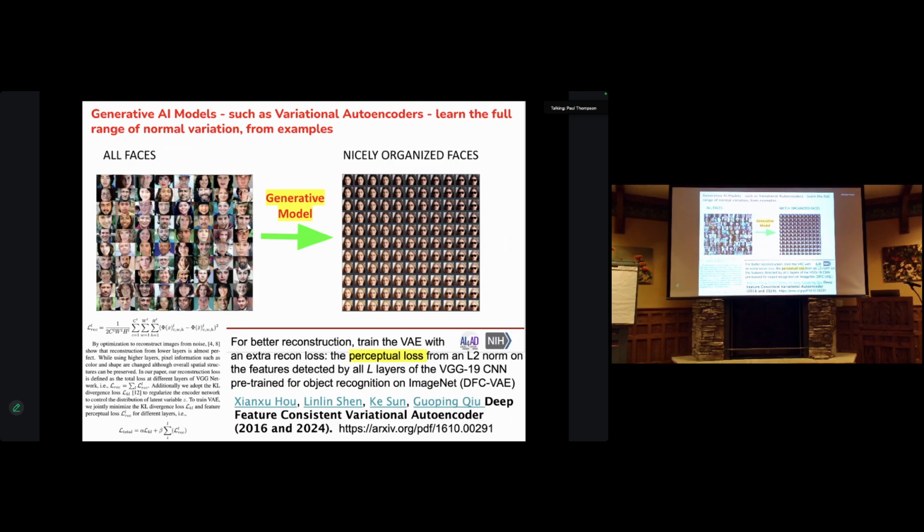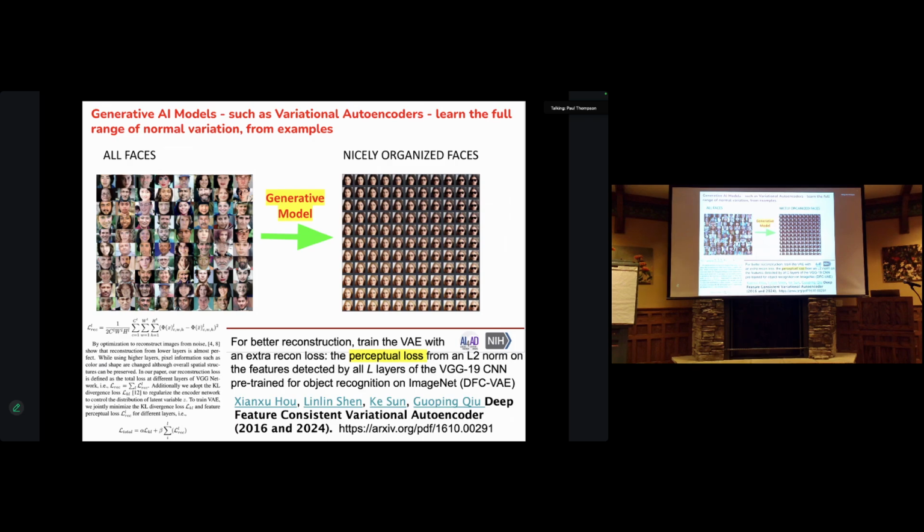Remember how the VGG CNN can identify objects. So if you pass a face through it, it goes, oh, it's a face. If you pass noise through it, it doesn't know that that's a face. So we can ask VGG CNN to look at the input and tell us what all the features are, and make sure the output has VGG react in the same way. A little like a GAN.